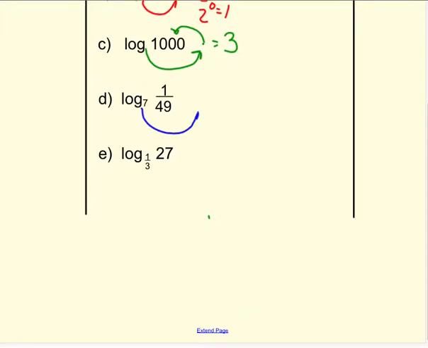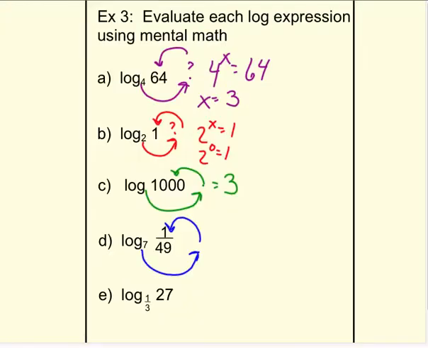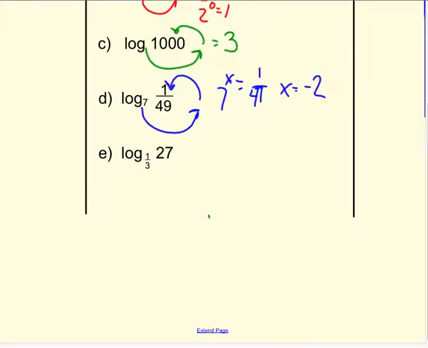7 to what power gives us 1/49? So think about what we just did here with our graph. When did we get a fraction? We got a fraction when the exponent was negative, because that will flip the base. So, slide down for me. 7 to what power equals 1/49? Because 7 squared is 49, the -2 would flip the 49 to the denominator.